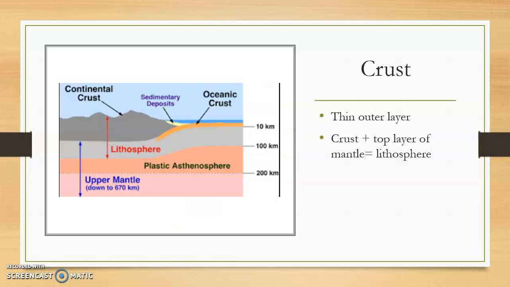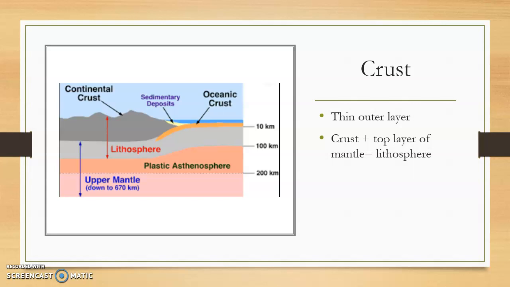The crust, it's the outer layer. It is thin. There is continental crust. There is oceanic crust. And then if we take the crust, which is the outer layer, and we take the very top layer of the mantle, we have what is called the lithosphere. You can see that in the picture. So we have two types of crust, oceanic and continental. And you can see from the picture the oceanic crust is much thinner than the continental.